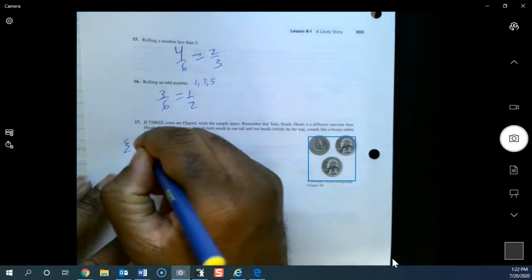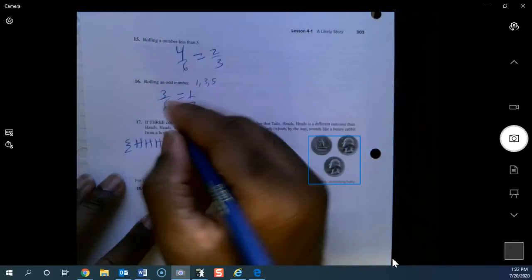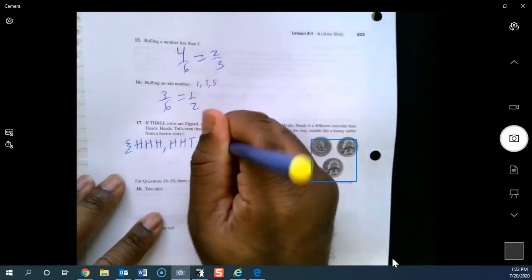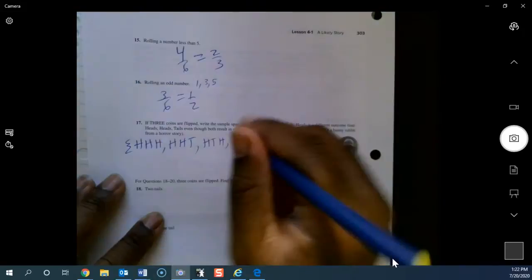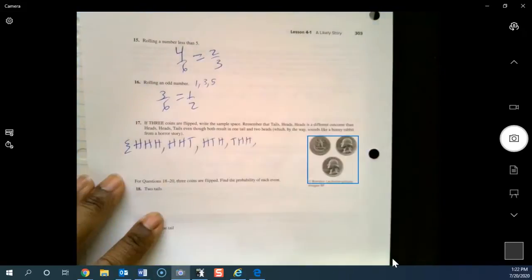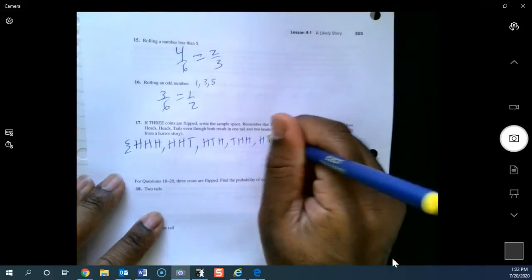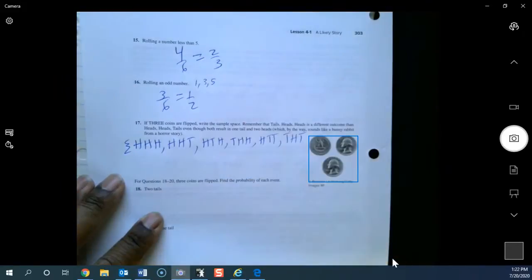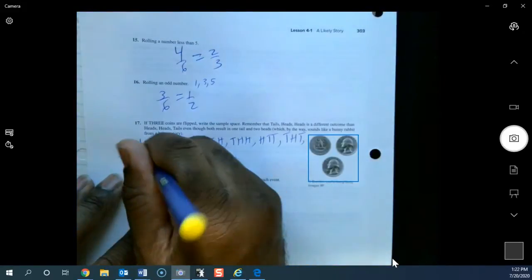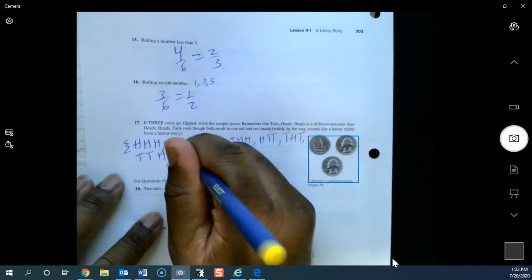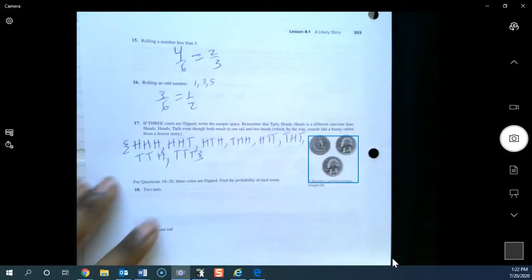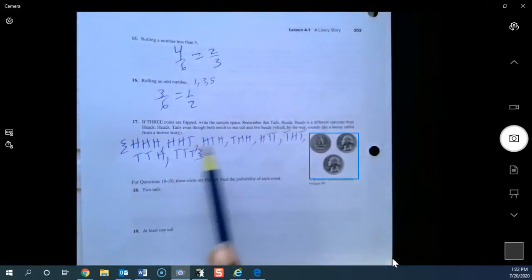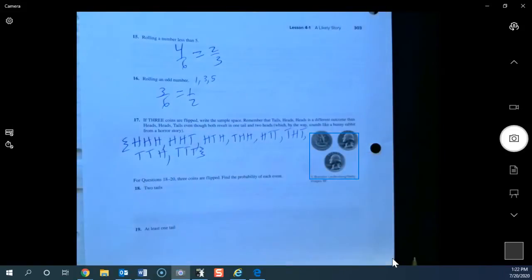Now, for 17, 3 coins. First of all, we have 3 heads. Then we could do 2 heads and a tail. Then we can do head, tail, head. Then we could do tail, head, head. We could do head, tail, tail. We could do tail, head, tail. We could do 2 tails and a head. And then finally 3 tails. Now, if we count this up, 1, 2, 3, 4, 5, 6, 7, 8. We have 8 different outcomes here.